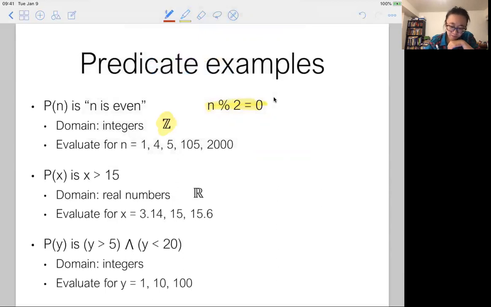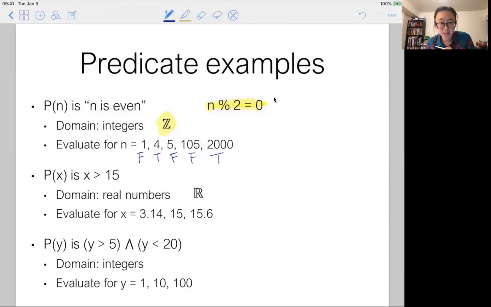For example, if I evaluate this predicate when n is equal to 1, 1 is not even, so the result is false. If I evaluate whether 4 is even, it's true because 4 is indeed even. Similarly, if I evaluate n equal to 5, it's false. n equal to 105, it's false. If n equal to 2000, it's true because if I take the remainder of dividing by 2, nothing remains.